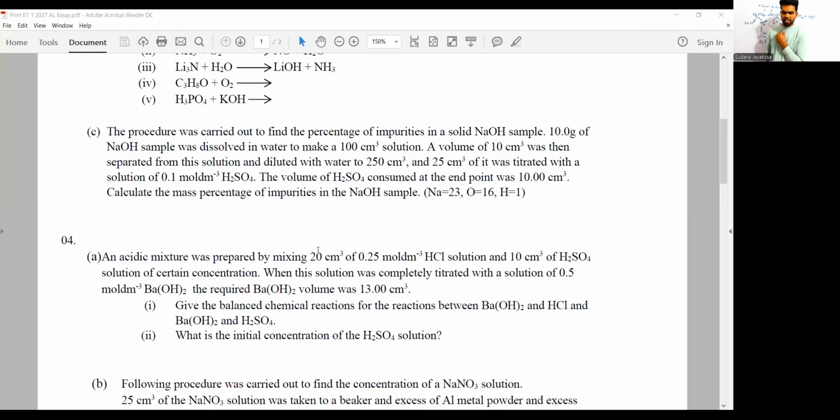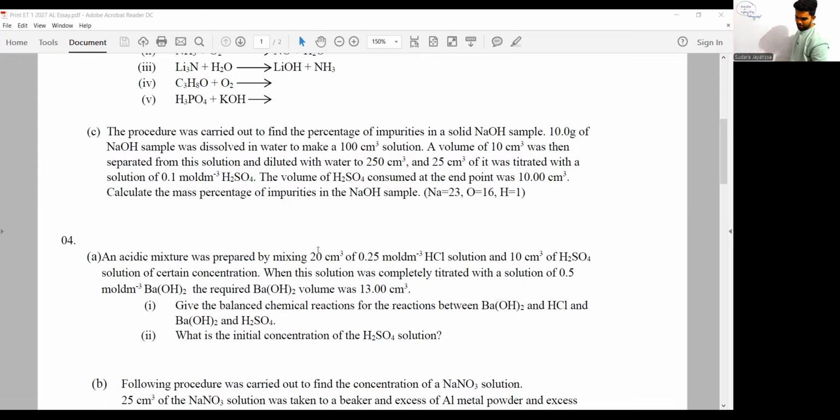Then let's look at part C. Part C is another calculation for you to do. Let's do that also on the board. The procedure was carried out to find the percentage of impurities in a solid sodium hydroxide sample. You have a sodium hydroxide sample and there are impurities included in it. We need the impurity percentage, the impurity mass percentage.